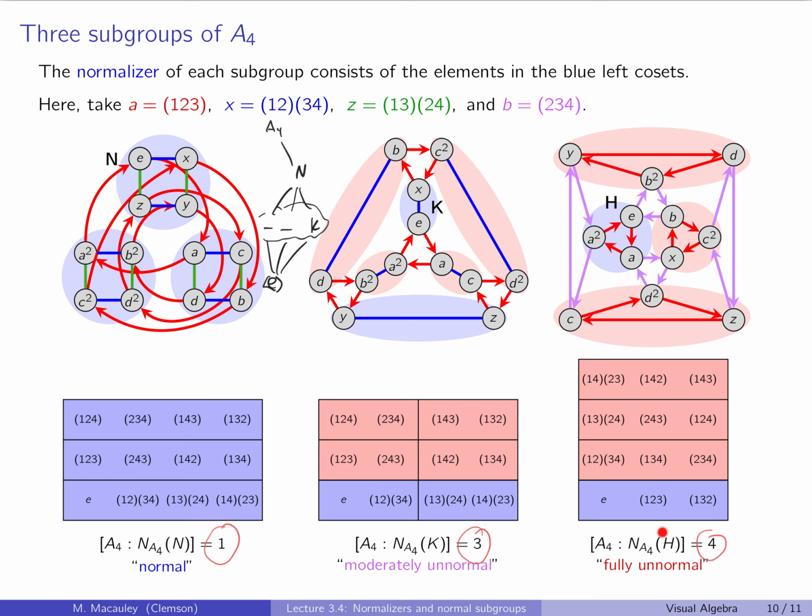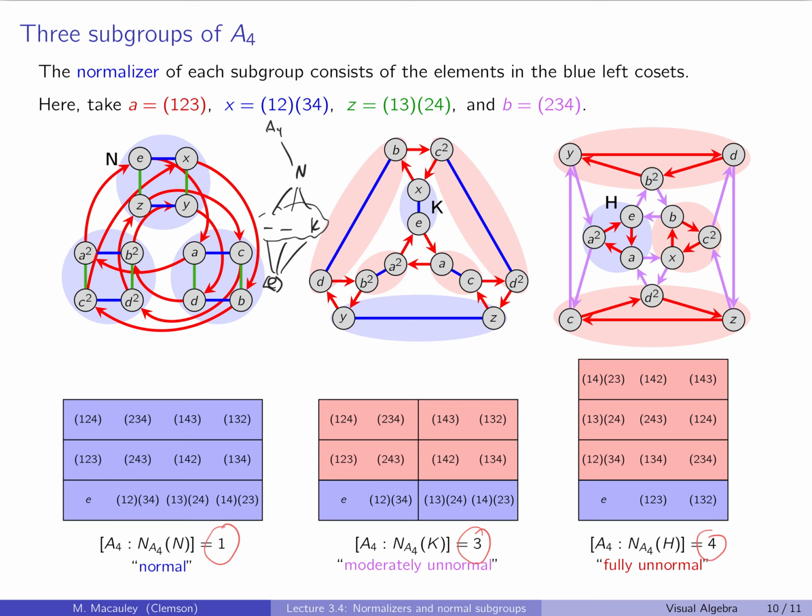Over here, H is, I'd say, as unnormal as it could get. It's the worst case scenario where only the coset that has to be a right coset is. I say that H is fully unnormal if only one coset is blue. And then K is this in-between case. It's not fully unnormal. There's at least one other left coset that's a right coset, but it's also not normal.